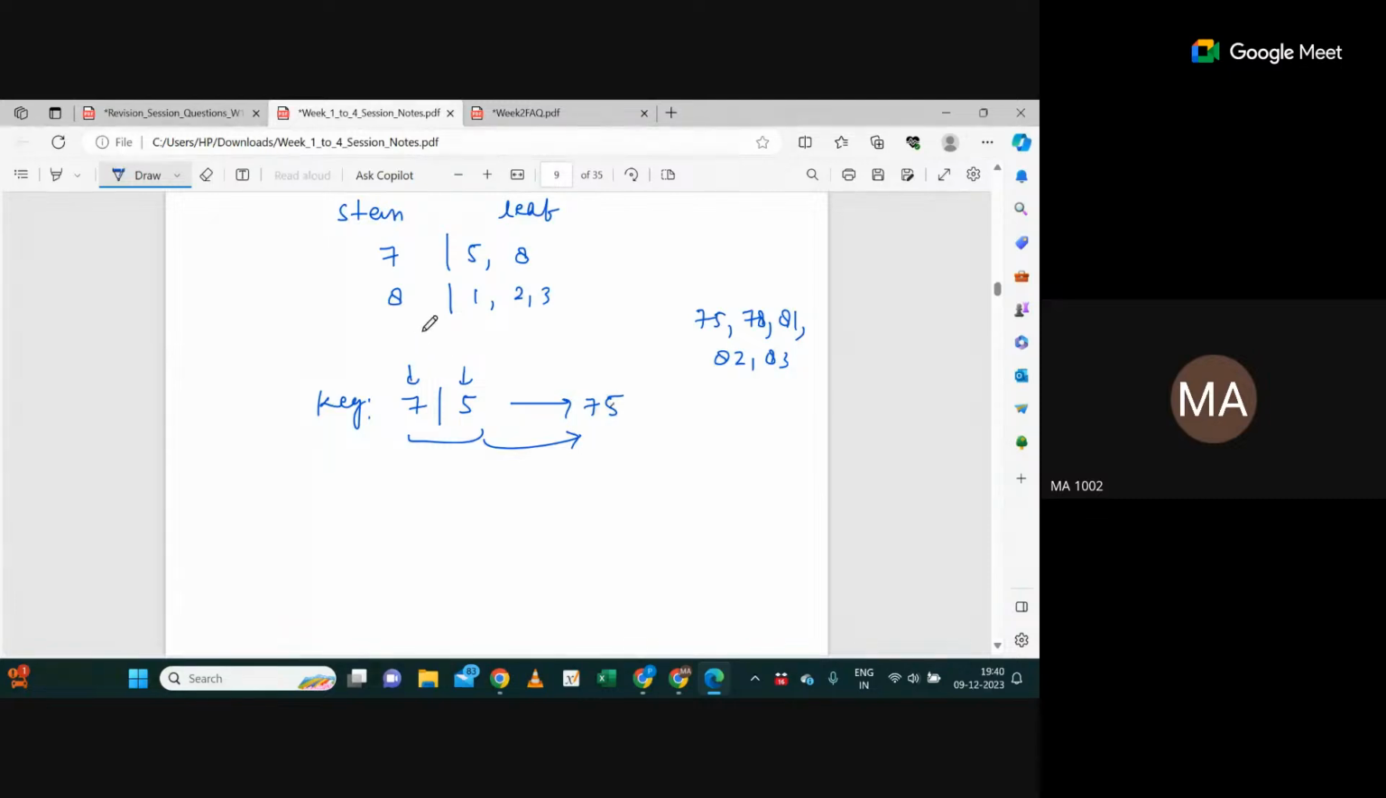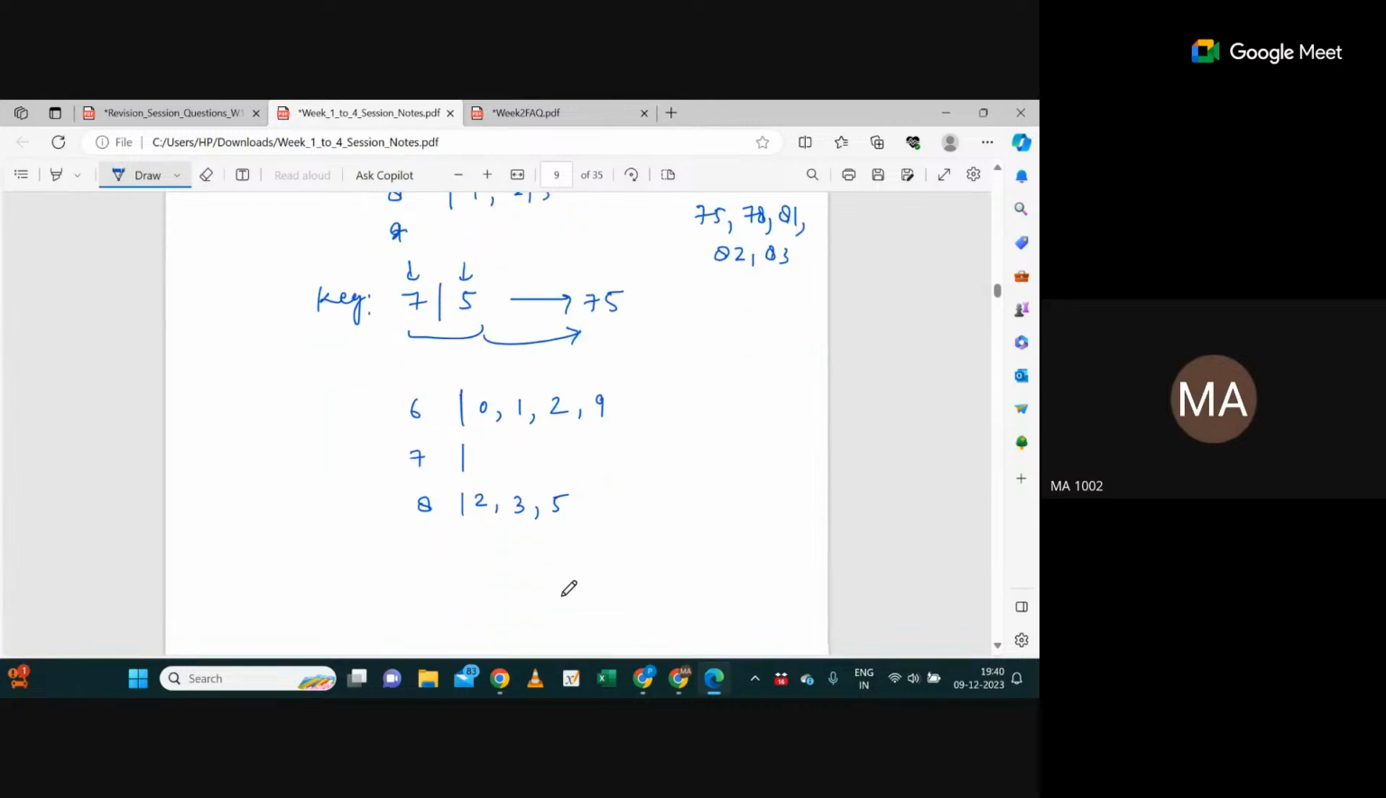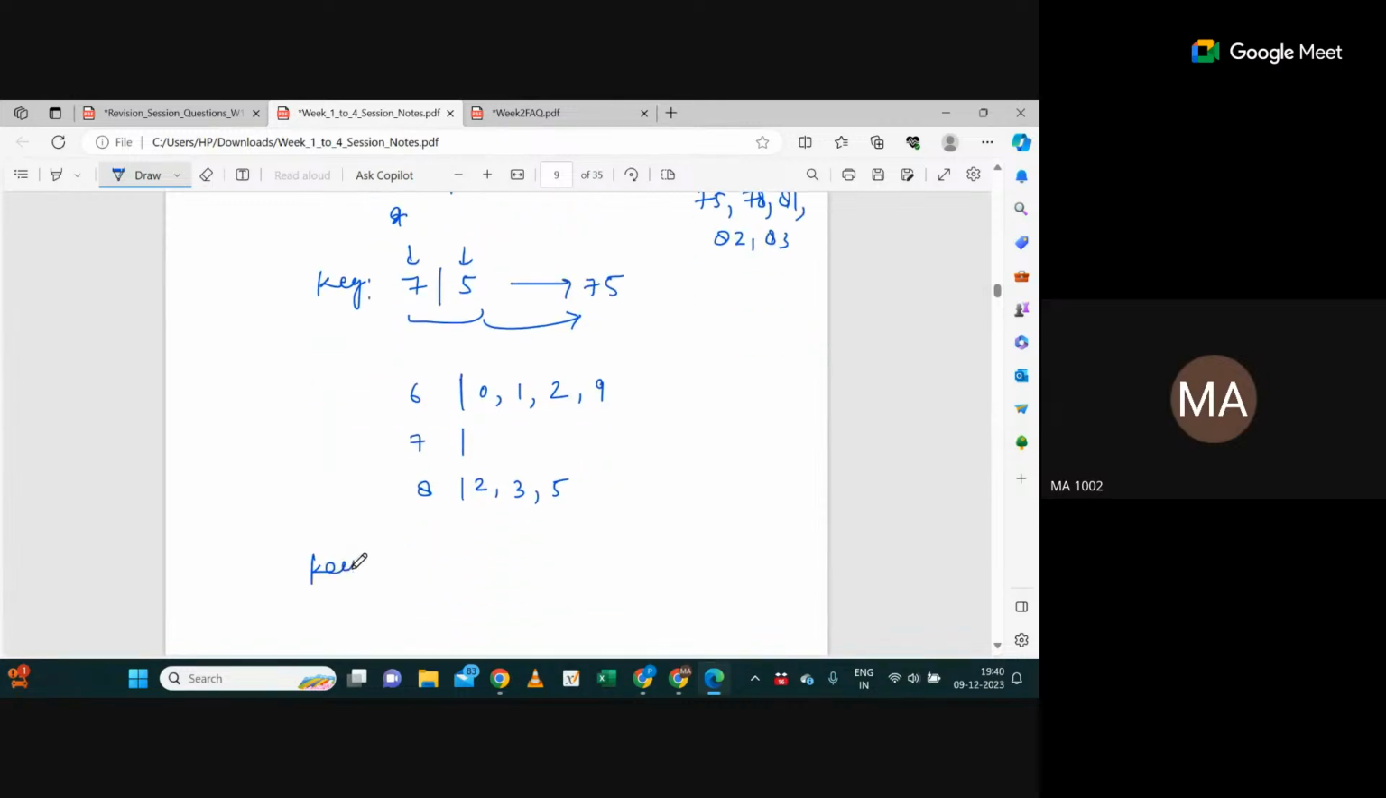So for example, suppose here itself I have written something like that. Let me write another one. Let's suppose I'm saying 6 | 0 1 2, then 7 | 9, and then 7 | 2 3 5. Suppose I have given the key. Key means it will be provided how you have to interpret the observation. Suppose 6|0 means 60.